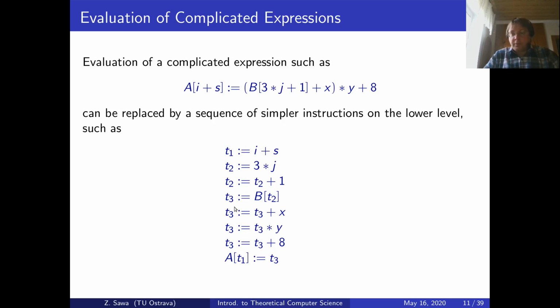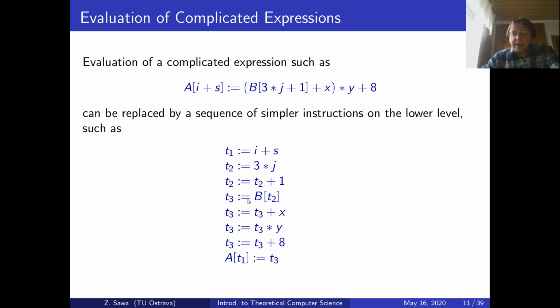the introduction of some auxiliary variables that will store values of intermediate results of evaluating this expression. So this i plus s is assigned to some auxiliary variable t1. Then for example 3 times j is assigned to some auxiliary variable t2. Then this t2 is incremented by 1.